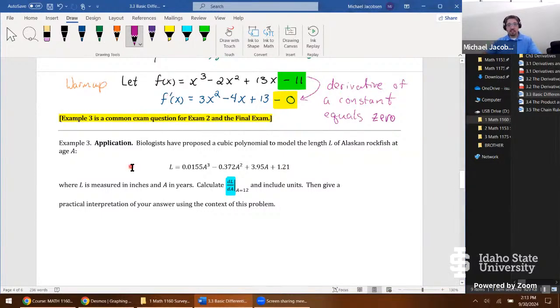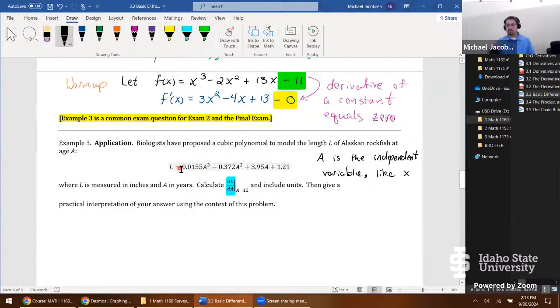Well, let's turn next to our application here after that warm-up. Again, they're saying that the length of the fish is going to be modeled by this polynomial. It's just the same as the function up here, but think of a as your x when you visualize this problem. Let's put that down as a note. A is the independent variable, which is like x. So when we go to differentiate this, every time you see a cubed, a squared, think x cubed, x squared, and so on, and you're on the right track.